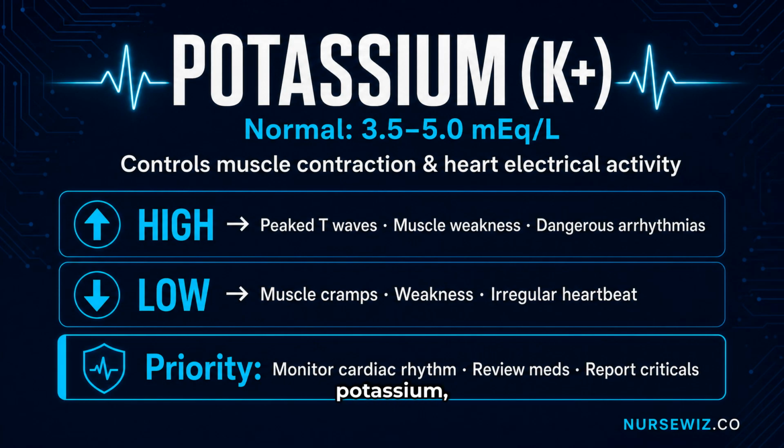1. Potassium, 3.5 to 5.0 milliequivalents per liter. Potassium controls muscle contraction and the electrical activity of the heart. When potassium is high, you may see peaked T waves, muscle weakness, and dangerous cardiac arrhythmias. When it's low, you see muscle cramps, weakness, and an irregular heartbeat. Your priority is the same either way. Monitor the cardiac rhythm, review the medications, and report critical values promptly.